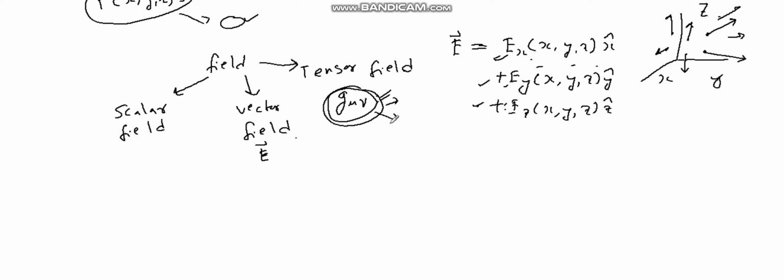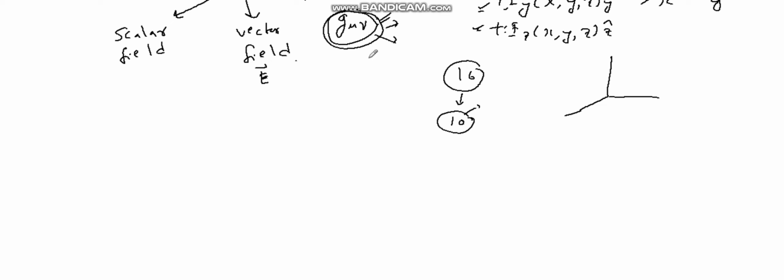So this g_{μν}, instead of these three components, has 16 components, and out of the 16 only 10 are independent components. The rest are just repeating components. So this represents gravity in Einstein's general relativity.